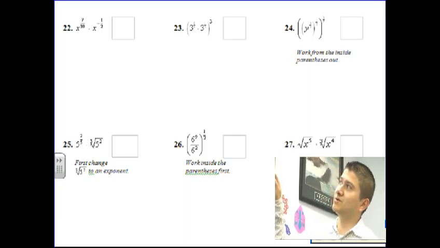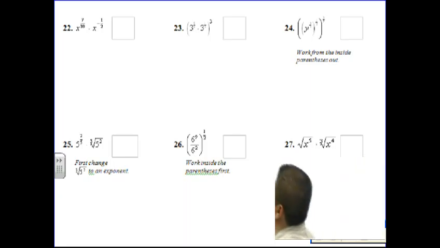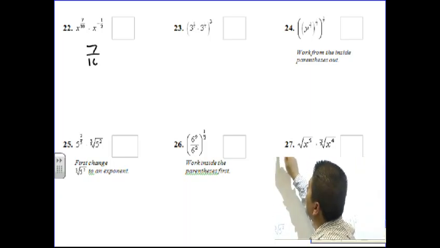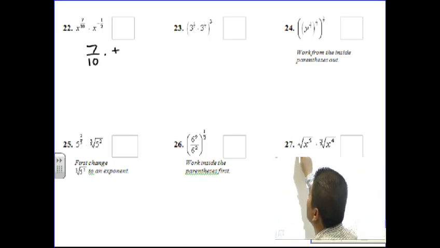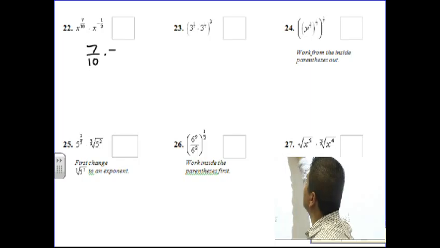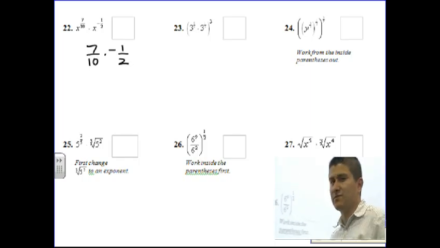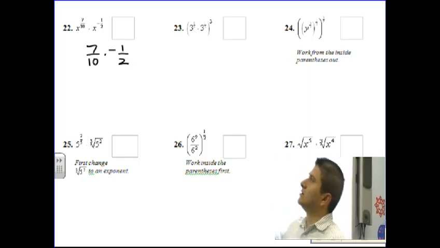Get me out. Number 22, let's do it. What are we doing? We are adding the powers. Adding the 1/10. No, I don't know where I got that from. Scratch that idea. It's a negative 1/2. I was trying to do some stuff in my brain.